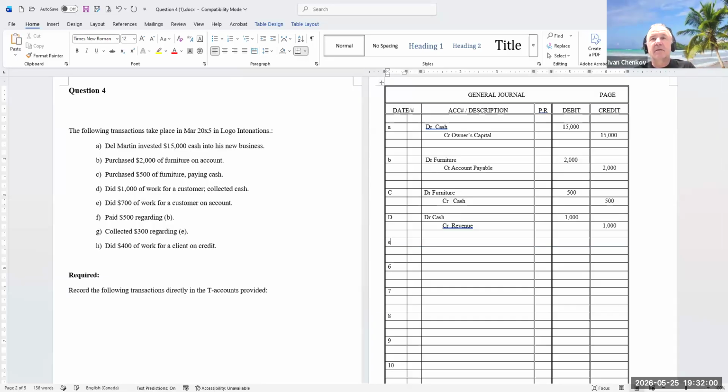Let's go to letter E. And what's happened now with letter E? We did another work for a customer, but this time it's on account. Now, did we provide the services? Did we get cash? No. Are we going to get cash? Maybe eventually in the future. So, what's going to be for us?